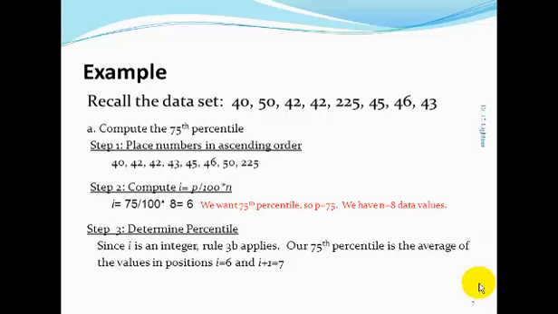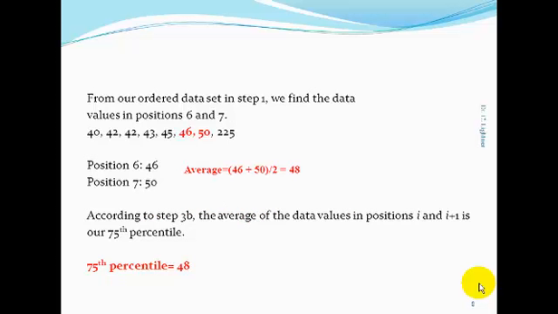According to our steps, since I is an integer, Rule 3b we should follow. Rule 3b tells us if I is an integer, we should locate the two numbers in position I and position I plus 1. And our pth percentile is the average of the numbers in these two positions. So first, we identify 46 as the number that's in position 6 and 50 as the number in position 7. If we take the average of these two numbers, we obtain 48. 48, therefore, is our pth percentile. So our 75th percentile for this problem is the value 48.